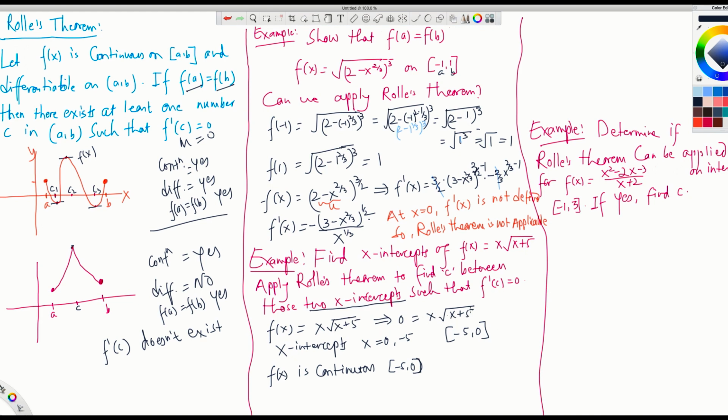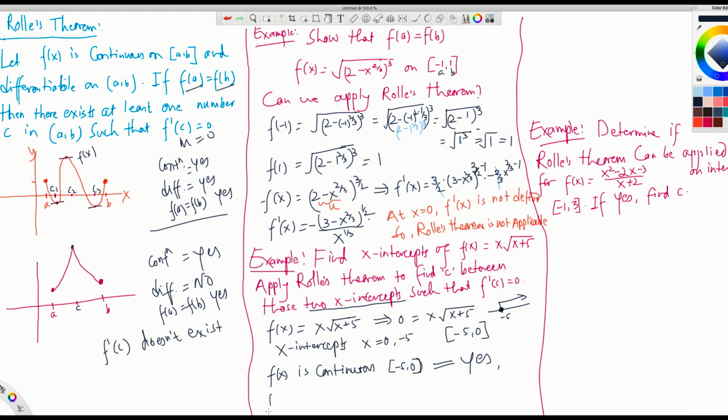If you draw the graph of this function, you will see that the function is continuous to the right of negative 5, including negative 5, okay? That's how the domain looks. Negative 5 is here and everything to the right of that is the domain. So the function is continuous. Is the function differentiable? We will check that, okay? Let's find the derivative.